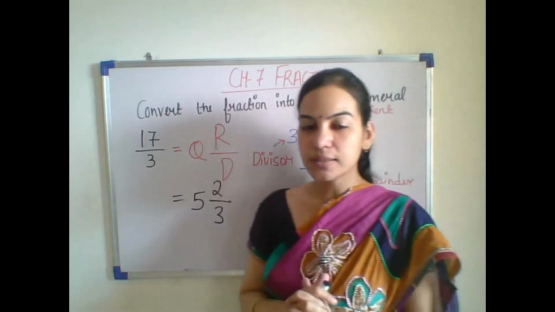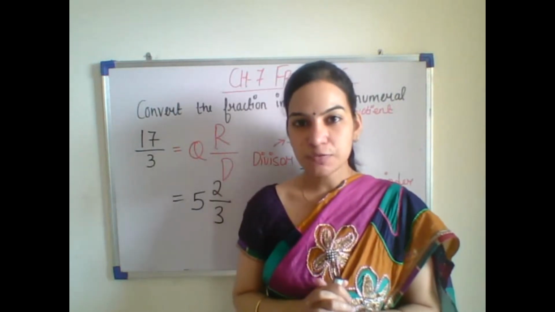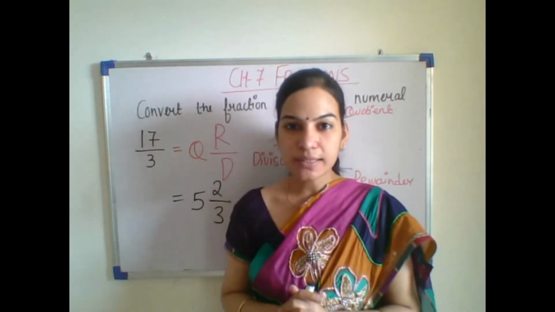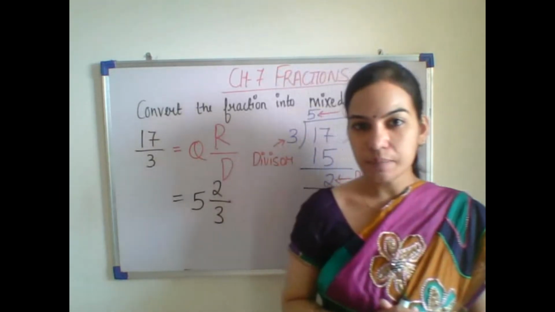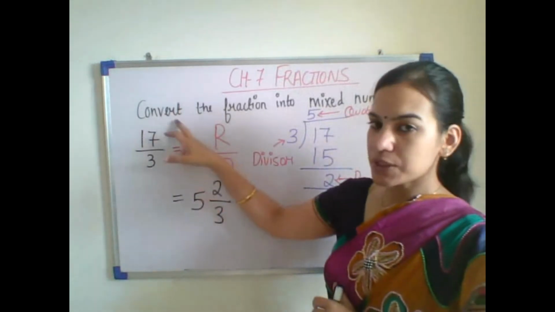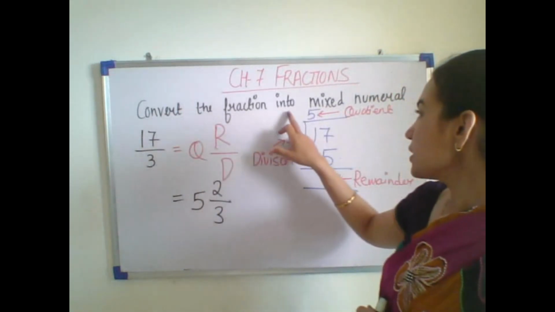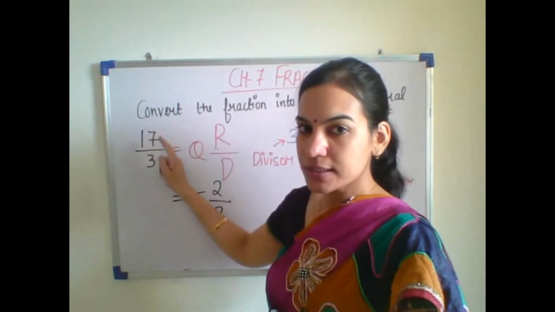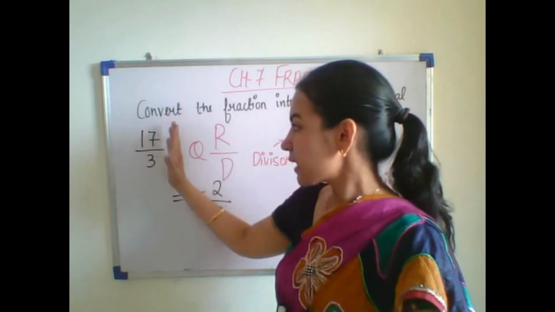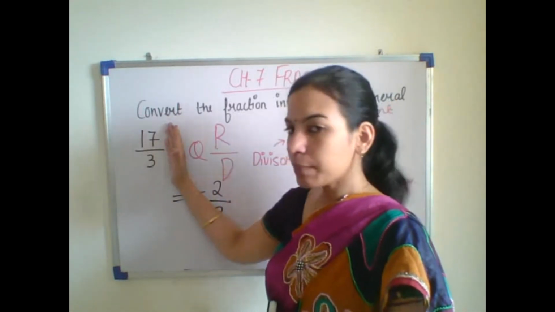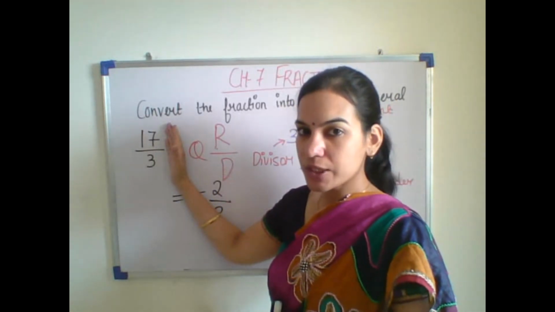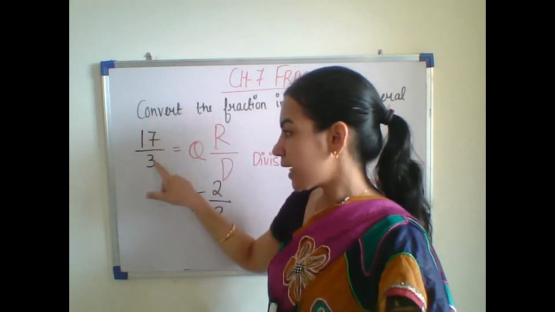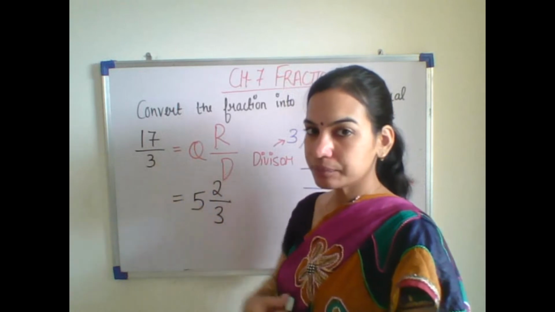In today's class, I will be discussing the questions from exercise 7H and 7I. These two are small exercises, so we can take them in one day. So here I have written a question: convert the fraction into a mixed numeral. Here I have written a fraction, that is 17 upon 3. This type of fraction, 17 upon 3, is an improper fraction. Why? Because the numerator is greater than the denominator.